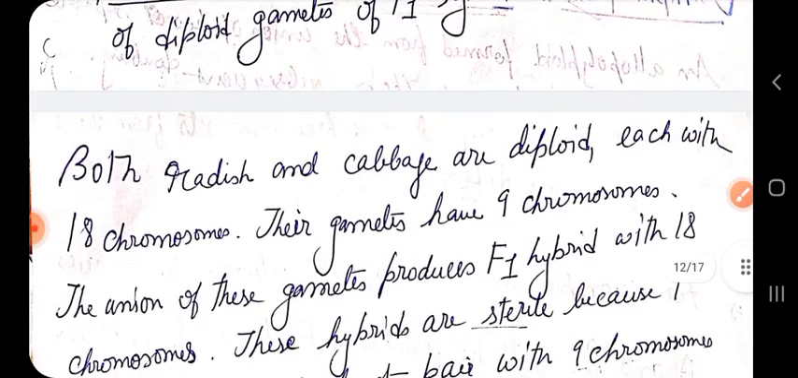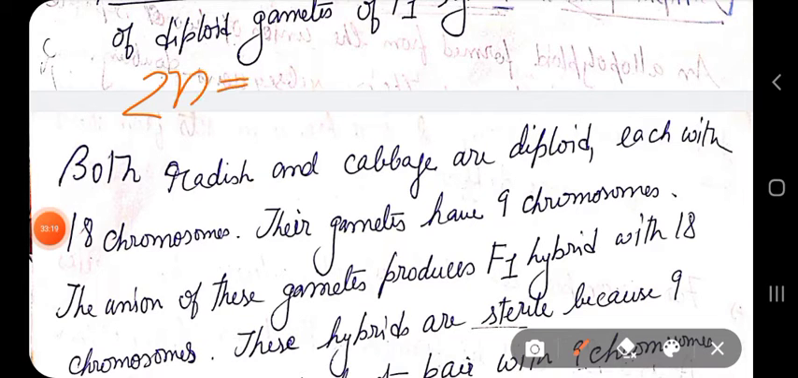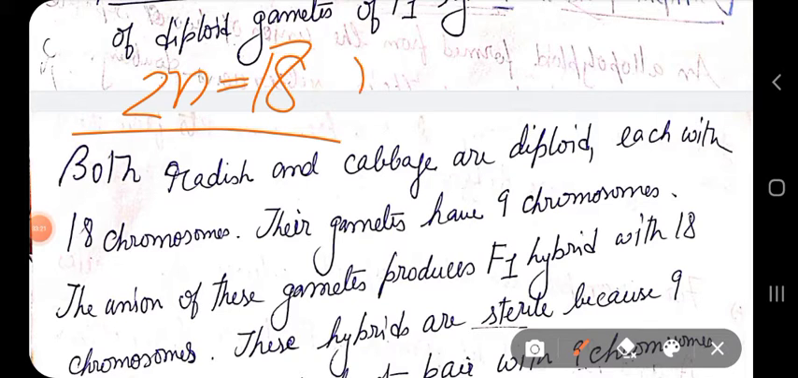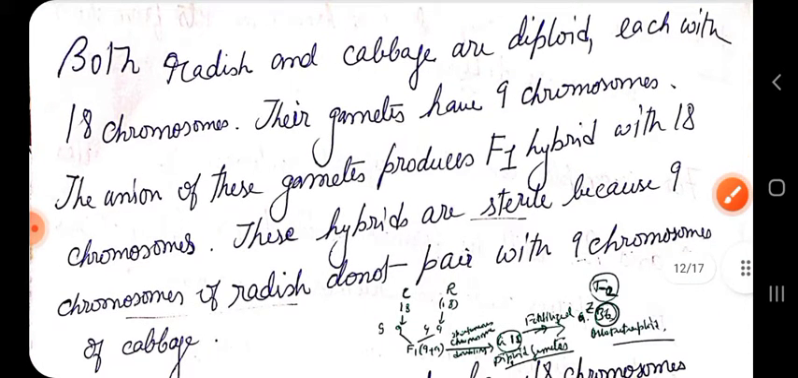Both radish and cabbage are diploid, and each has 18 chromosomes. That means their 2n is 18, so their haploid number is 9. So their gametes will have 9 chromosomes. Union of these gametes, fusion.